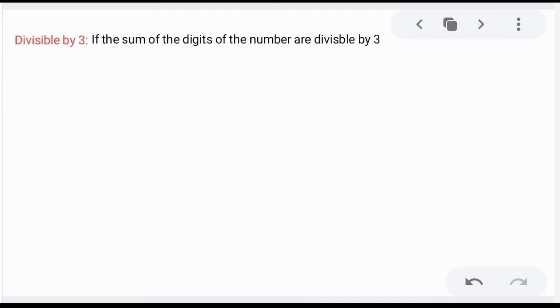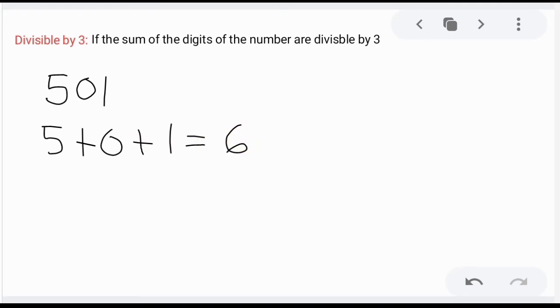Now, let's try the divisibility rule by 3. It states that if the sum of the digits of the number is divisible by 3, then it is divisible by 3. Let's try an example. We have 501. So, let's add all the digits of that number. We have 5 plus 0 plus 1. Then, we get 6. Then, divide it by 3. So, let's divide 6 divided by 3. We have 2. Therefore, 501 is divisible by 3.